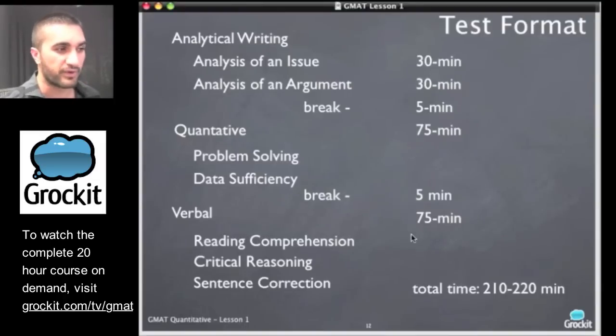So the other optional breaks as well give us a total testing time of just way too long, but hopefully you're only taking the test once or twice, and that's enough. That's okay to get into a good MBA program.